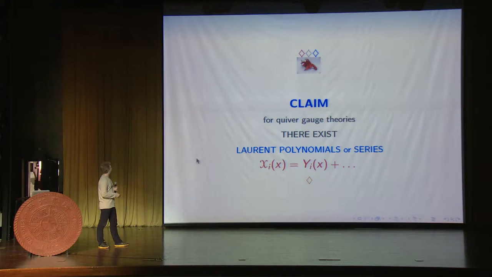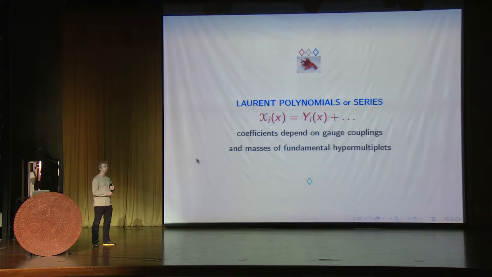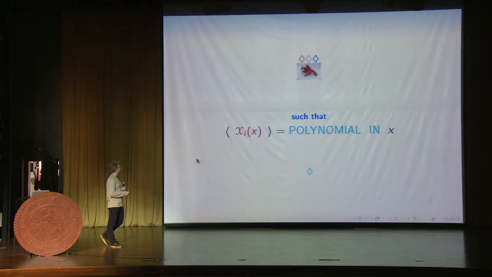And surprisingly, the claim is that, at least for quiver gauge theories, there exists a way to correct this observable Y by adding extra terms, also given in terms of Y, with arguments shifted by linear combinations of masses of fields in the bifundamental representations, and with coefficients which depend on the masses of fundamental hypermultiplets and of gauge couplings, such that the expectation value of this corrected Y observable is actually a polynomial in x. So all poles will cancel.